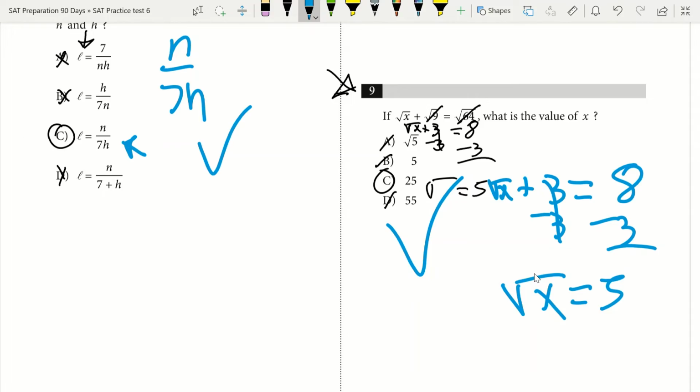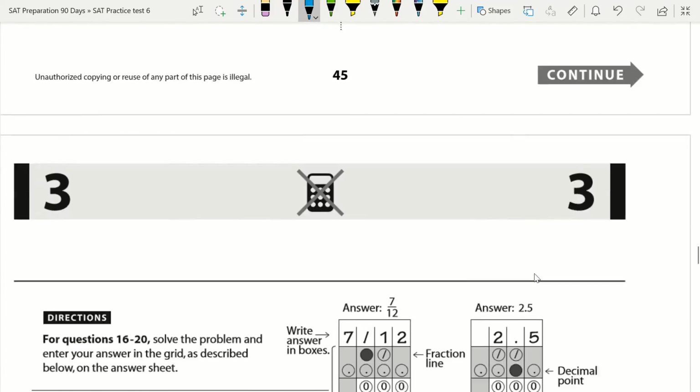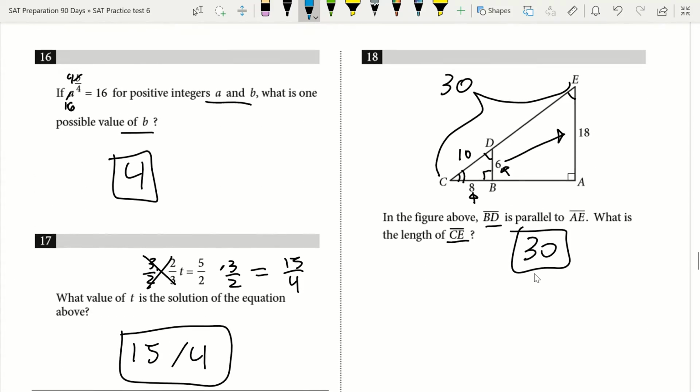Okay, at this point, I'm going to quick switch over and check my answers for my free response 16 through 18. Okay, 16. I've got a to the power of b over 4. It says a and b are positive integers. What's a possible value of b? Well, if a is 16, 16 to the 4 over 4 is 16 to the first. Okay, and that does equal 16, so that means I'm going to have b equal 4. That's correct as well.